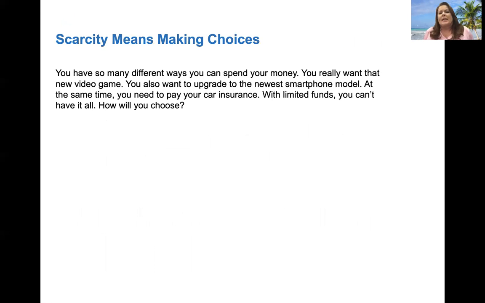So what does that mean? Scarcity means we have to make choices. Again, unlimited wants. I'd love to have a never-ending bank account. Think of what all I could buy, but I don't. I have a specific salary, a specific amount of money I make, so I have to make choices.